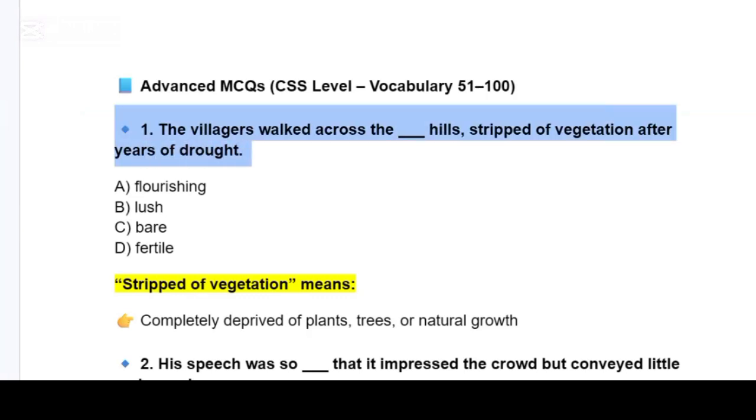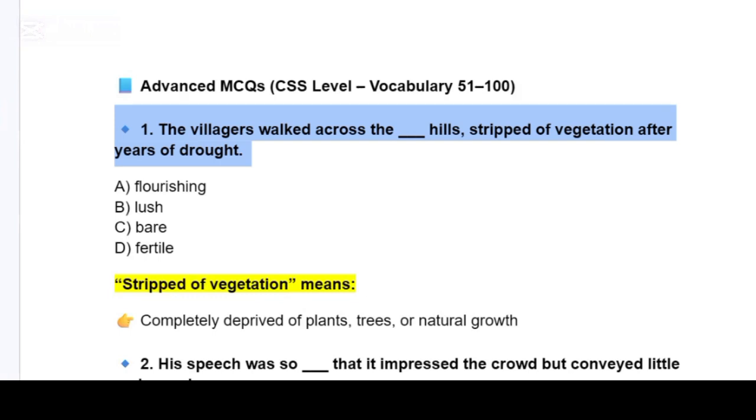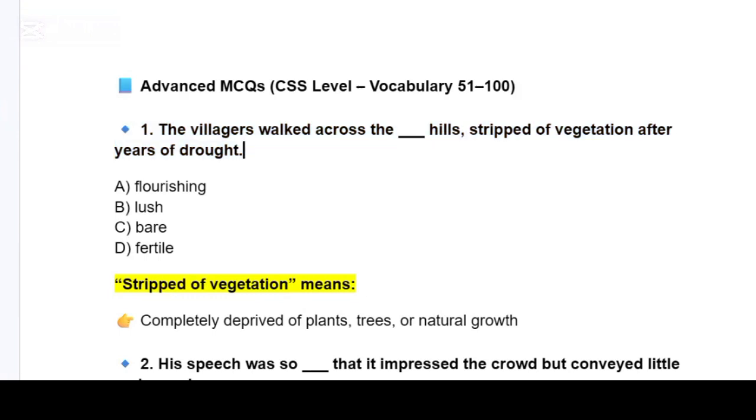Before I answer any of the MCQs, you are supposed to pause the video, answer the question, and let me know in the comments of each question, and at the end let me know your marks out of 50. Let's get started. First MCQ is: the villagers walked across the dash hills stripped of vegetation after years of drought.